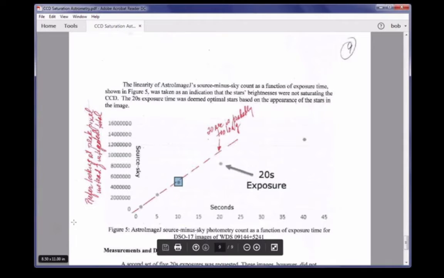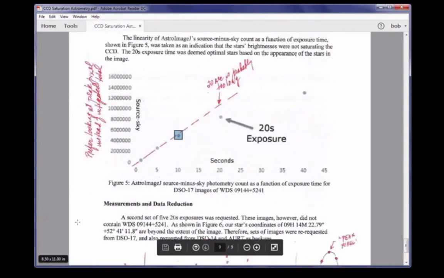But you can confirm that, and because your star images seem pretty good, they're nice and symmetrical, and because astrometry can be a little forgiving of a little bit of saturation, you might find that when you run your astrometry for the 10-second exposures or even the 5-second exposures, it's not noticeably different from what you did at 20 seconds.